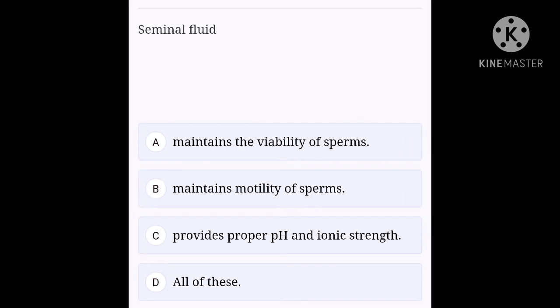Okay, next question. Seminal fluid. Option A maintains the viability of the sperms. Option B maintains motility of sperm. Option C provides proper pH and ionic strength. Option D, all of this.